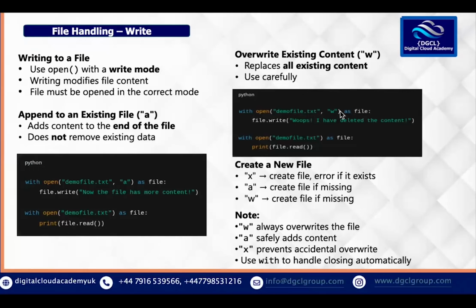So that's W. These are just simple. W always overwrites the file. A safely adds content. X prevents accidental overwrites. If you want to prevent accidental overwrite, because when you are writing code for a company, you have what we call a Git environment. GitHub is like a repository where you store code. In that repository, all programmers involved in that particular project can either add or remove from the code.